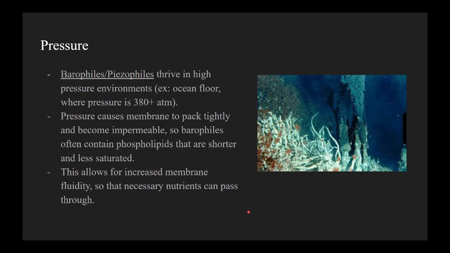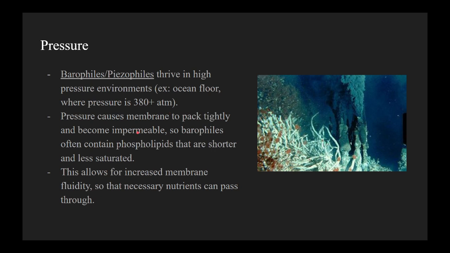So, all right, next let's move on to pressure, our next environmental factor. Here we'll talk about high pressure environments where these barophiles / piezophiles thrive. Mostly these are located at the ocean floor, where the pressure can exceed 380 times that of the pressure that we feel at sea level. So 380 plus atmospheres of pressure.